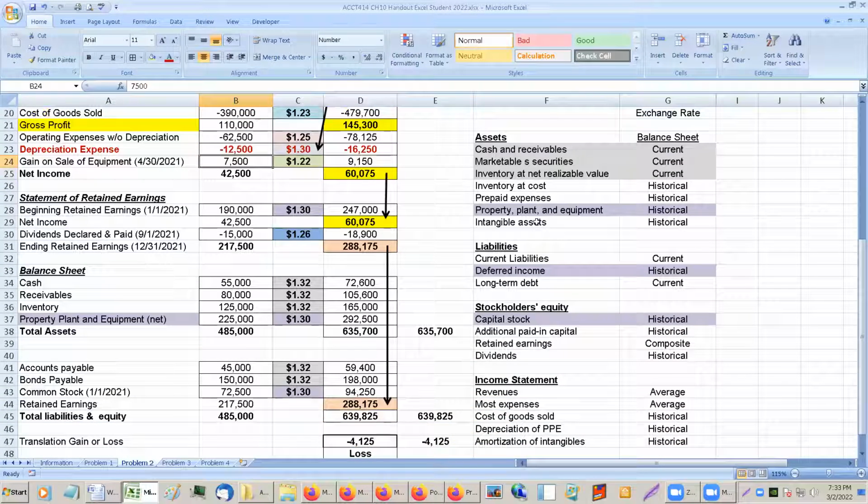Get it out a little bit so you can kind of see, because it's a bad place to make an error, in the income statement. It changes everything. So this is what it should look like.